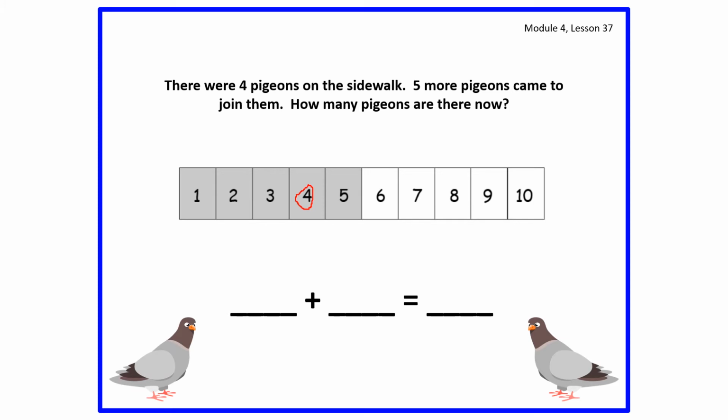So we have 4 pigeons and we're going to add 5 more. So we're going to go 5 more spaces. Ready? 1, 2, 3, 4, 5. What number did we end on? That's right, we ended on 9. So 4 plus 5 equals 9. Now we're going to write that sentence. I'm going to write it down. I want you to write it down also so you can get some practice. 4 plus 5 equals 9. Good job.